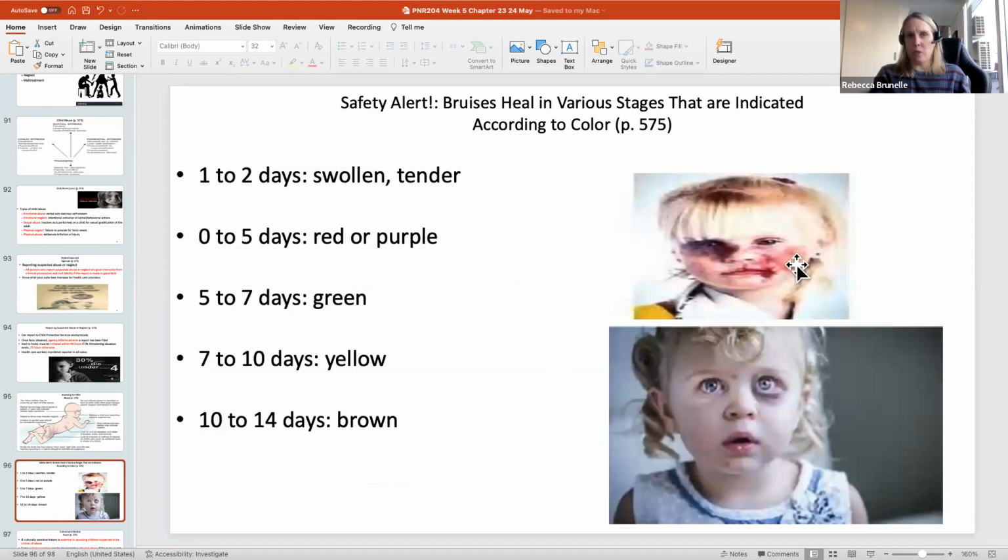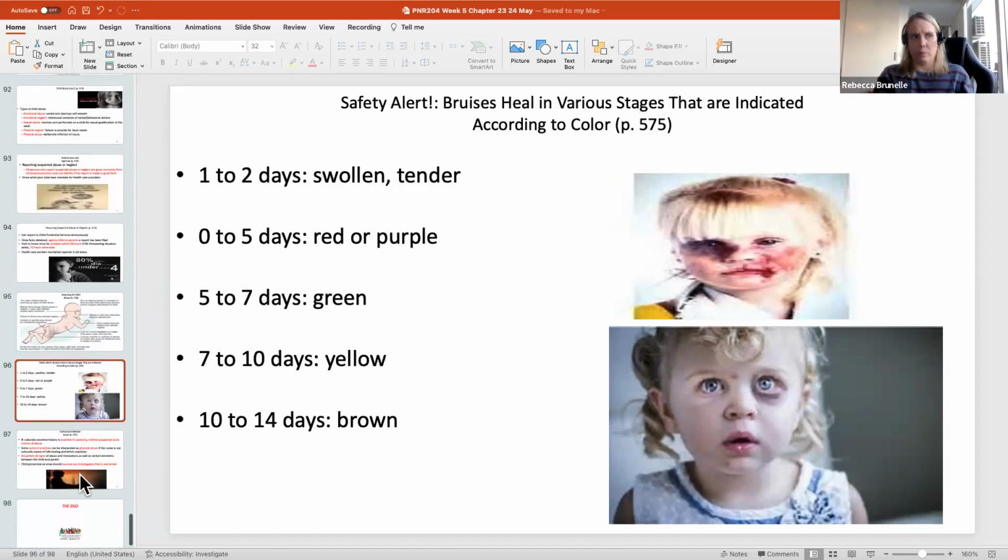So, we always talk about bruises in various stages of healing. So you see here on your left, 1 to 2 days, swollen and tender, 0 to 5, red or purple, 5 to 7, green, 7 to 10, yellow, 10 to 14, brown. So the color of the bruise gives you an indication of when the injury happened. So you're going to be more concerned about bruises in various stages, because that means there's been injury multiple times. When you document bruising, you want to document the color, because that's really important in determining the approximate age of the bruise.